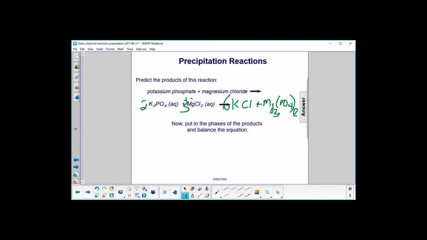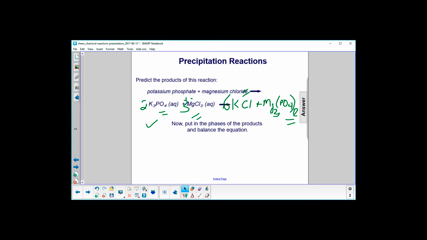Now let's count everybody again. 6 potassium and 3 magnesiums on both sides. 6 chlorines here, 6 chlorines here. And over here we have 2 phosphates. And here we have 2 phosphates. So I think we've got it balanced.